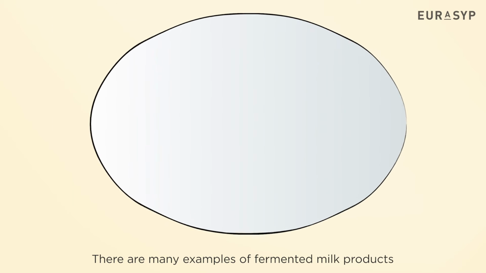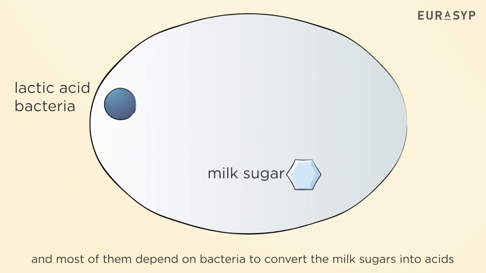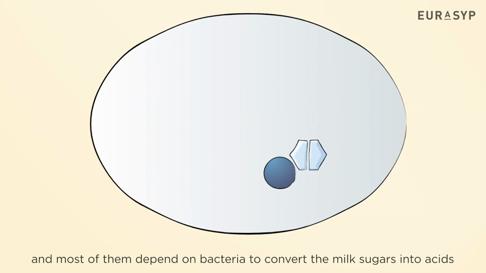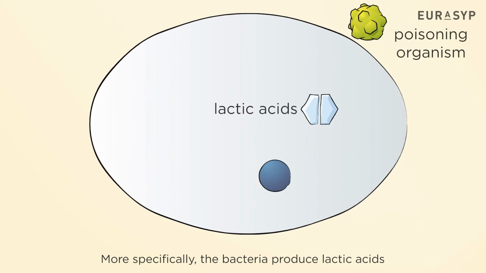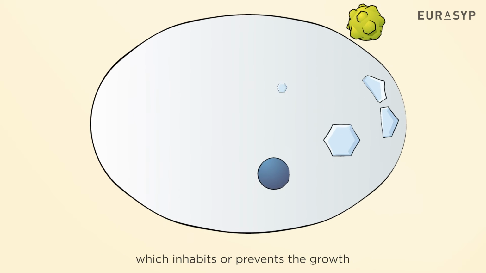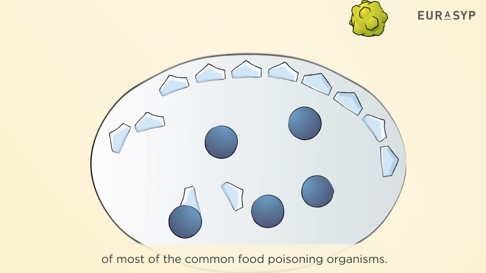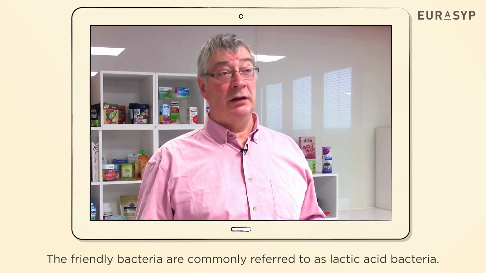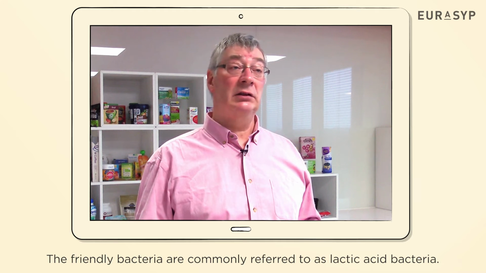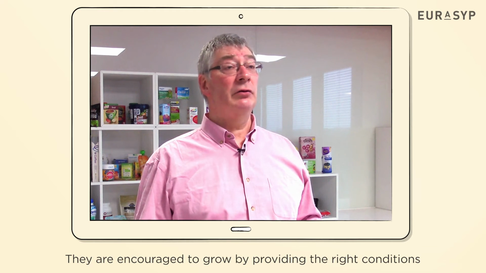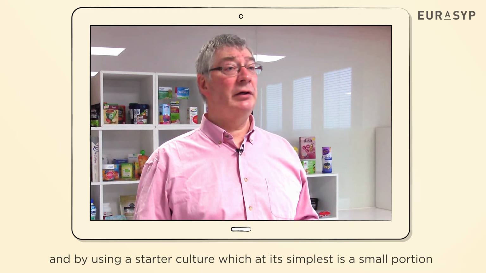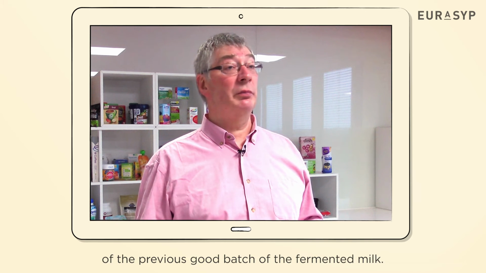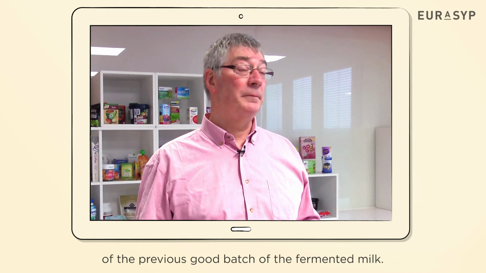There are many examples of fermented milk products, and most of them depend on bacteria to convert the milk sugars into acids. More specifically, the bacteria produce lactic acid, which inhibits or prevents the growth of most of the common food poisoning organisms. The friendly bacteria are commonly referred to as lactic acid bacteria. They are encouraged to grow by providing the right conditions and by using a starter culture which, at its simplest, is a small portion of the previous good batch of fermented milk.